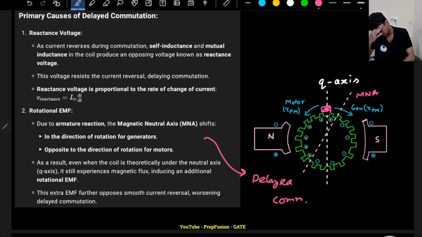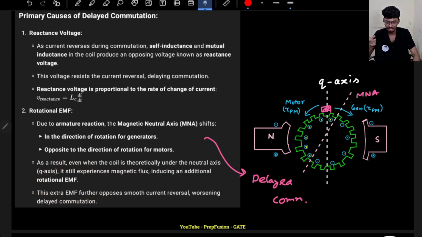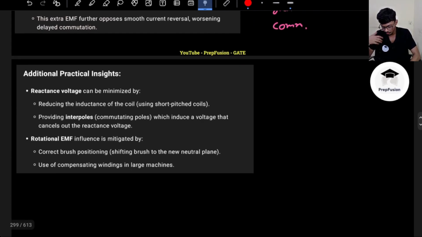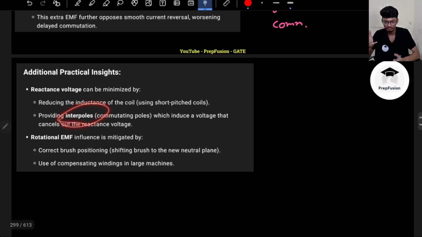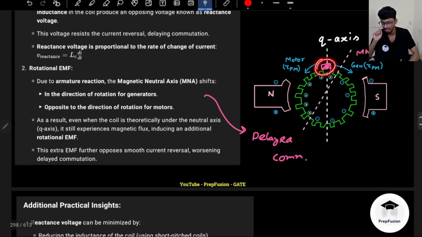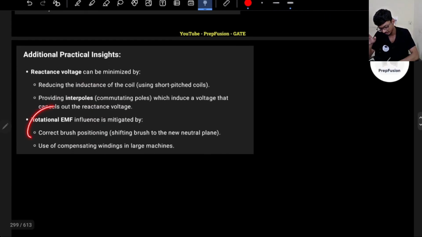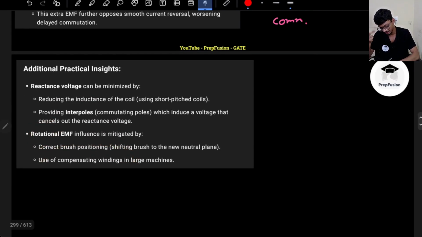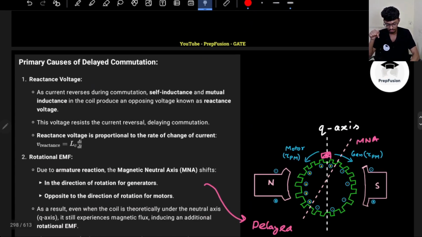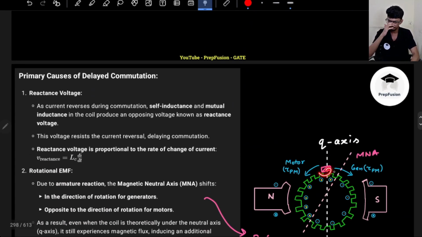As a result, when the coil is theoretically under the neutral axis, the q axis, it still experiences magnetic flux. Due to that, a rotational EMF is induced, so current will flow. That extra EMF will oppose the current reversal, so that will hamper it. We use interpoles to reduce the armature reaction so that the MNA does not shift. If the MNA does not shift, then the brush position will be absolutely proper, and there will not be any problem. For rotational EMF we can use compensating windings, and for reactance voltage we can use interpoles, because in the interpoles there will be some flux density, by the conductors, that we have done in a numerical.